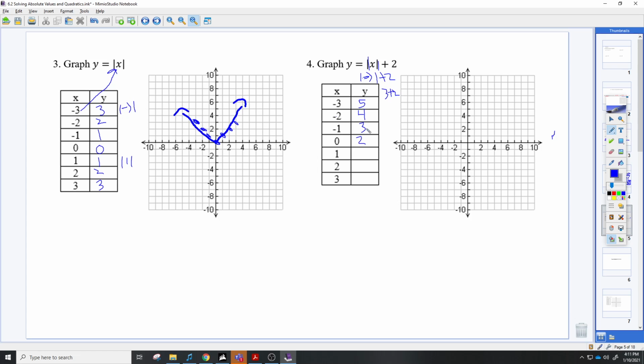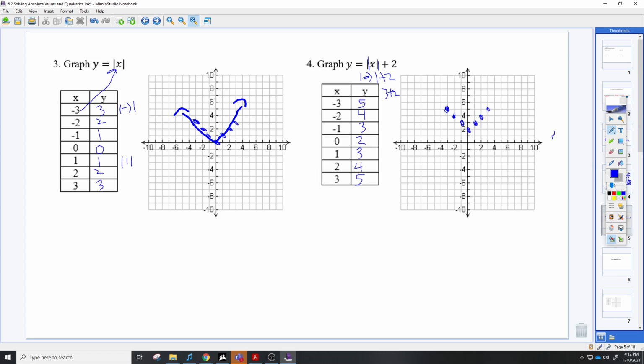And it looks like we're going to get the same kind of answers. If you look over here, 3, 2, 1, 0, 1, 2, 3, we're going to get the same answer. So if you plug in 1, you're going to get 3. Plug in 2, you get 4, and 5. So let's see what this looks like. Negative 3 is 5. Negative 2 is 4. Negative 1 is 3. And 0 is 2. 1 is 3. 2 is 4. And 3 is 5.